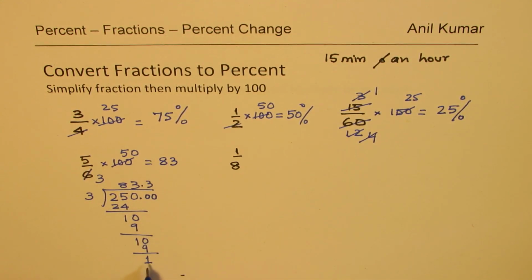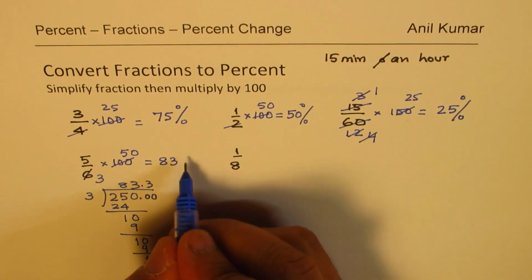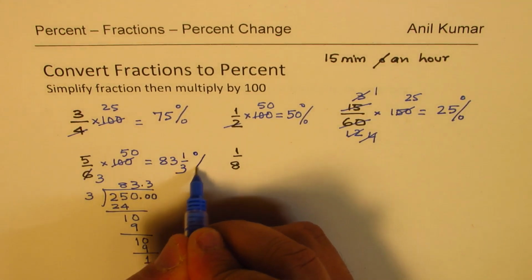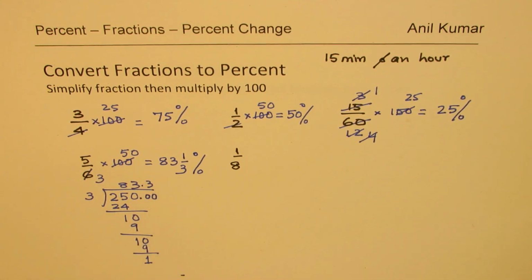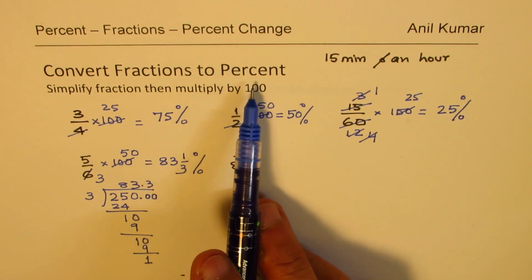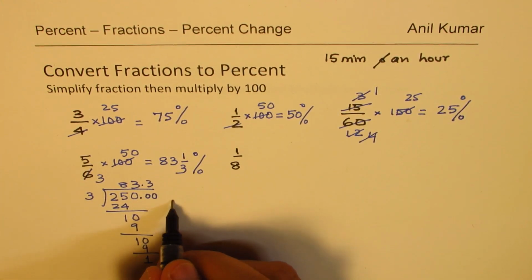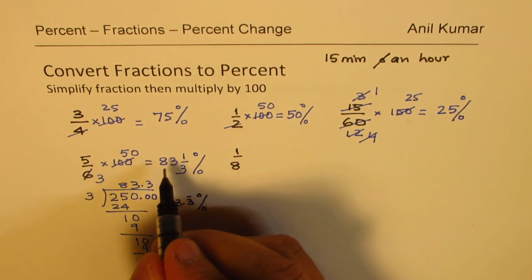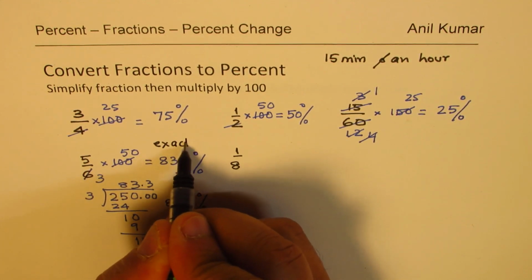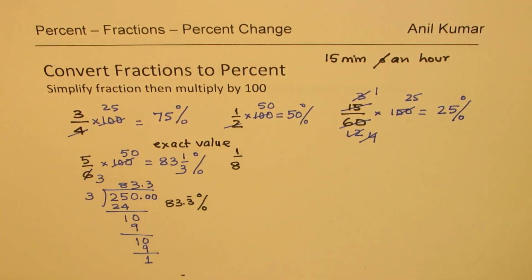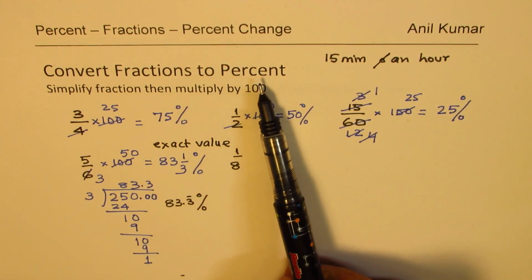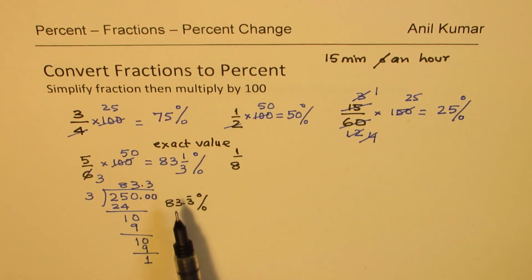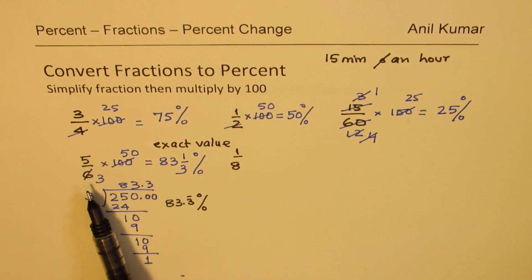Now we could write this as 83 as the whole number, right? And what you see here is 1 remains, right? So we could write 83 1 over 3%. So you could also write this as a mixed fraction, because the exercise is to write as a percent. You have a choice. You could have written this as 83.3 recurring percent, but this is more exact. So we'll call this our exact answer. Whenever you are converting fractions to percent, you need to write the exact answer. So in this case, 5 over 6 could be written as 83 1 over 3%. You get an idea, right?